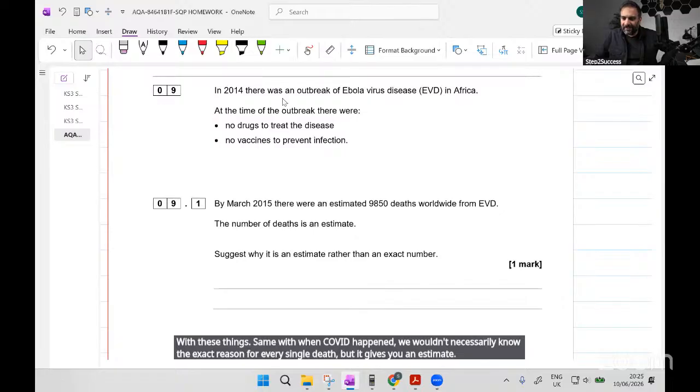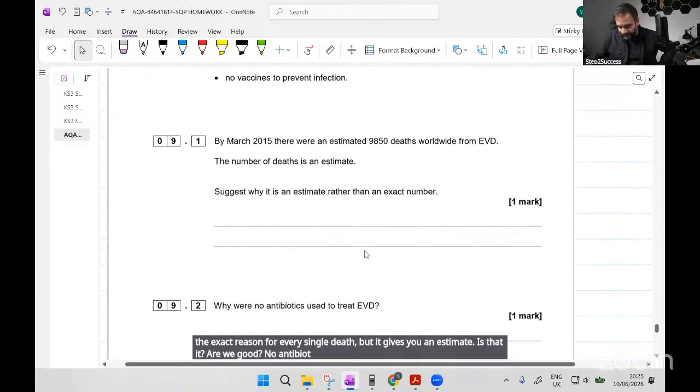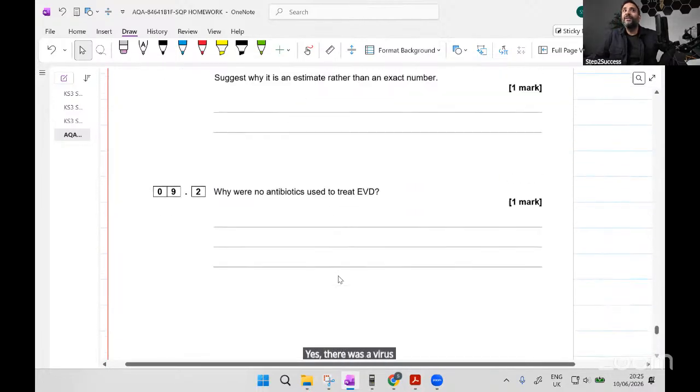Is that it? Are we good? No antibiotics used to treat EVD. Is it because it's caused by a virus? Yes. If it's a virus, antibiotics do not kill viruses. They only kill bacteria.